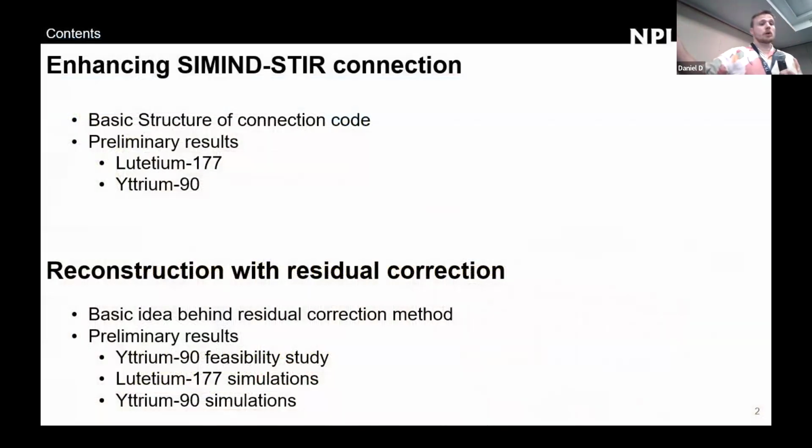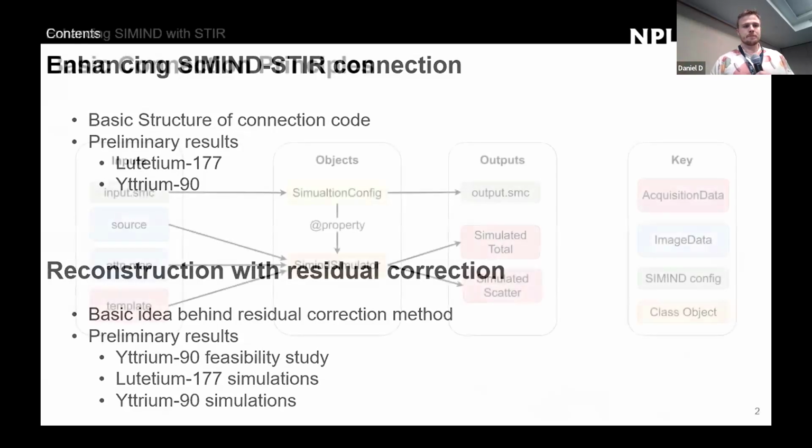Firstly, I'll go over the basic structure of the connection code, and then some preliminary results using this connection just to simulate some forward projections. And then I'll talk about the basic idea behind the residual correction method, and some really preliminary results that we've had using that.